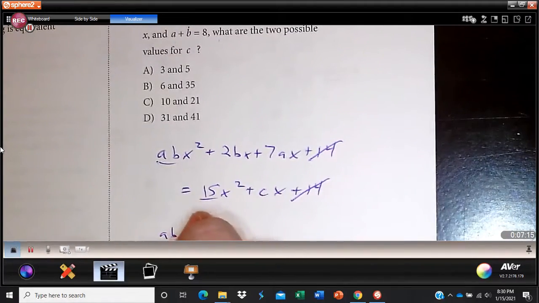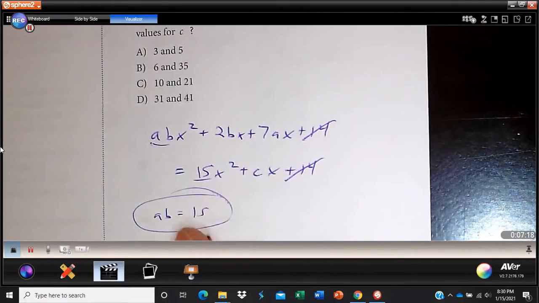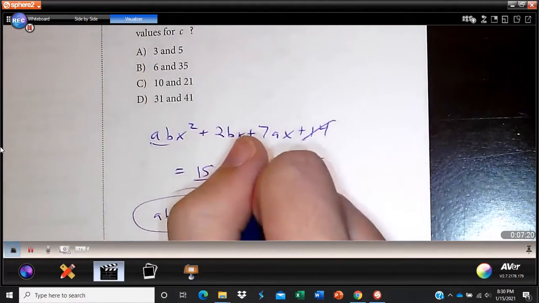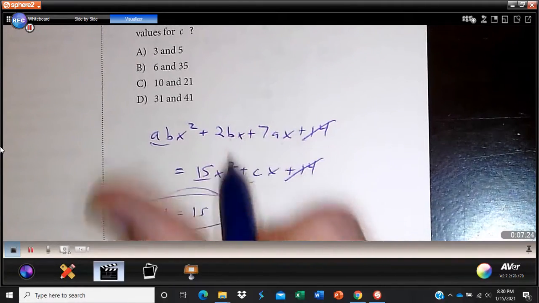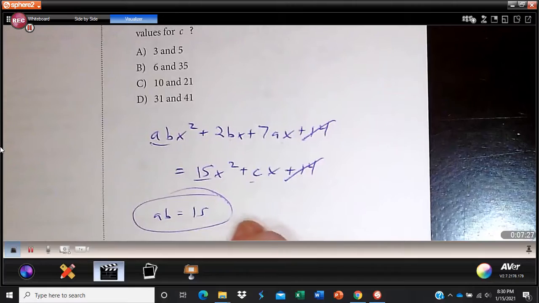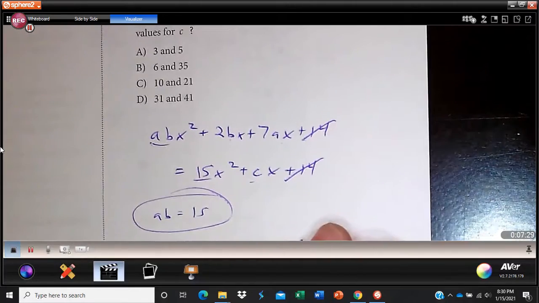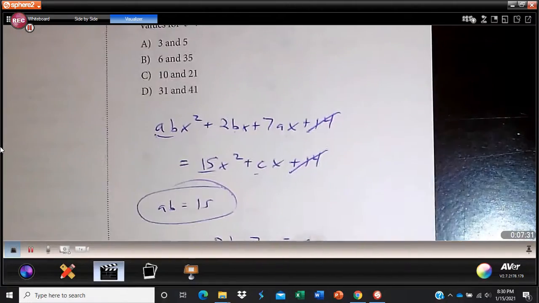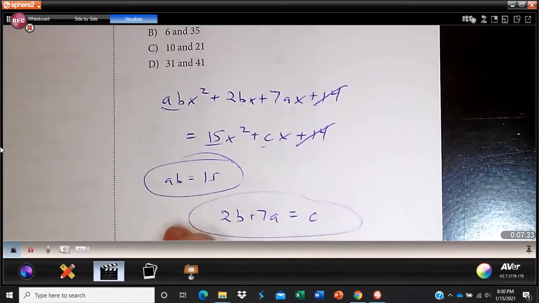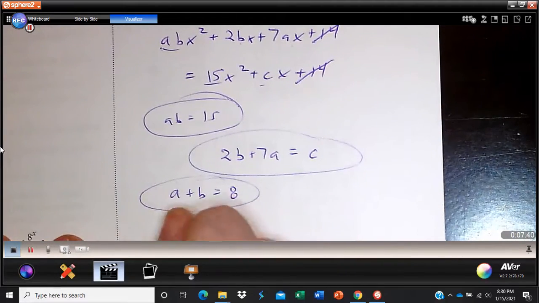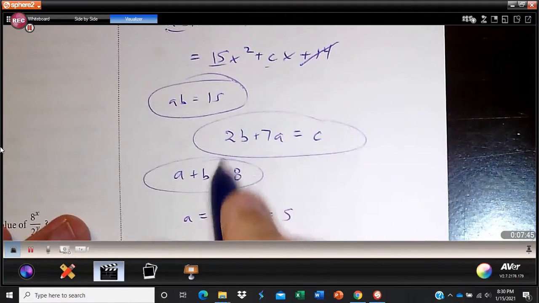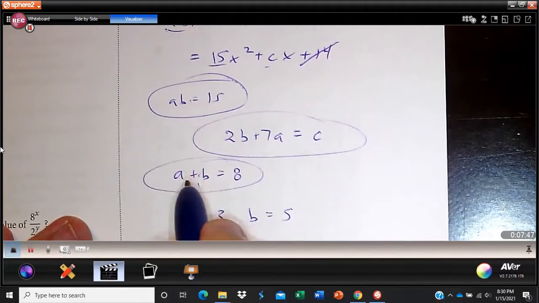AB is 15. But that's important, so I'm going to circle it. Okay, C. So here's the x's. So this is saying that 2b plus 7a is equal to c. And then there's another equation, and I also know that a plus b is equal to 8. So that's a third equation. And now I know, okay, a is equal to 3, b is equal to 5. That's kind of obvious from these two equations.